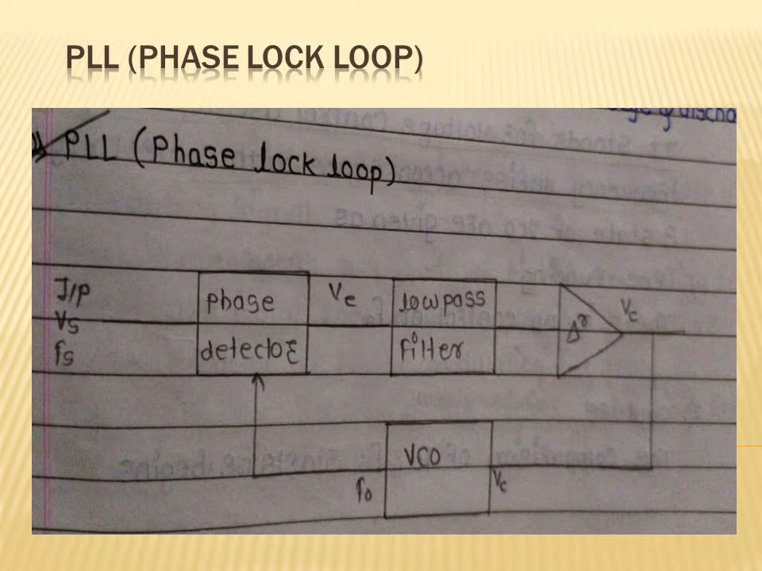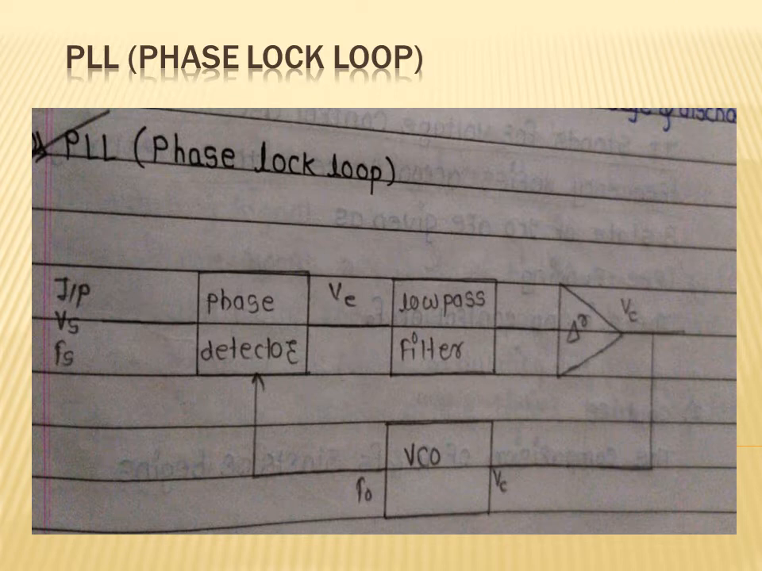The low pass filter passes low frequency signals and attenuates high frequency signals. The output of the low pass filter is given to the amplifier.